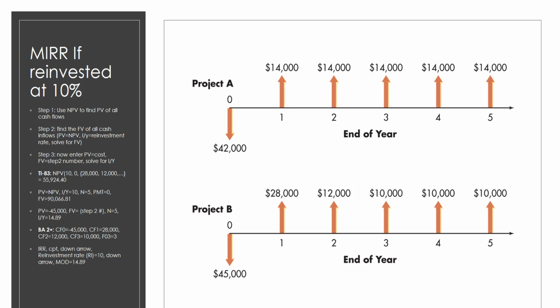So step 1, we use net present value to find the present value of all cash inflows. So we use our cash flow register. Let's do this for project A first. Cash flow at time period 0 is 0, because we're only looking at the cash inflows at this point. Cash flow at time period 1 is $14,000, and that has a frequency of 5. So we solve for net present value.